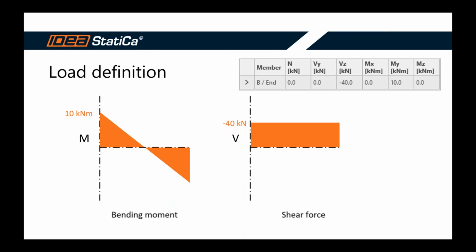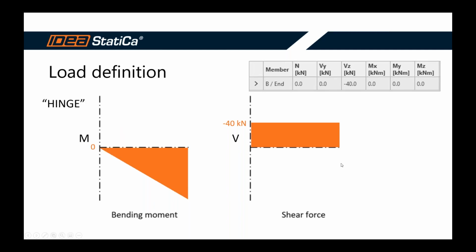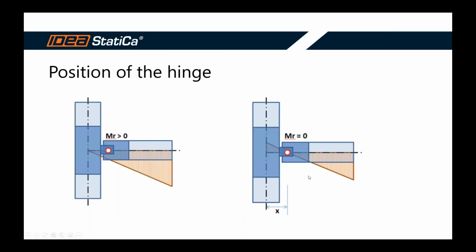You can always display the bending moment in StatiCa connection. For the hinge, where we do not input any bending moment, the distribution looks like this. So at the node, we have a zero bending moment. So this is for the frame model.